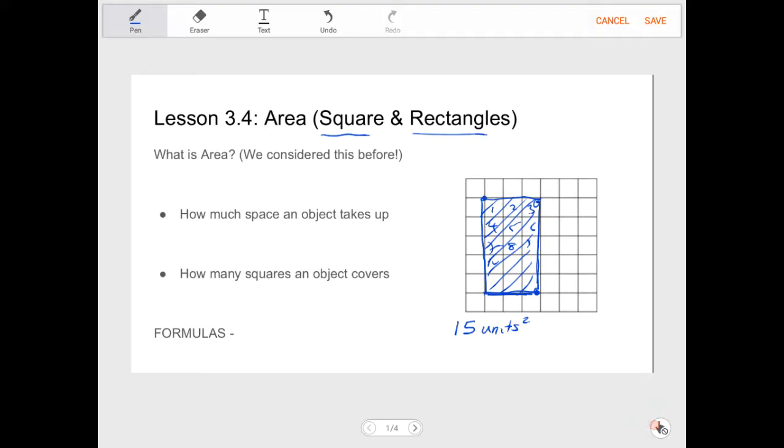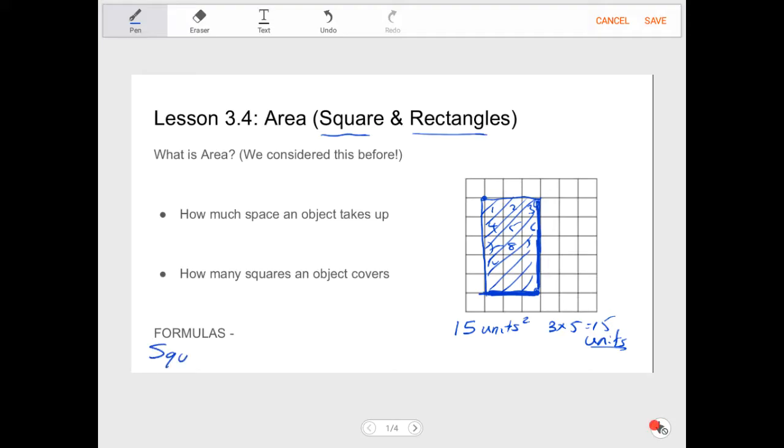Now, another way you could do this, of course, is the multiplication method. And that's the preferred one that we want to use. Obviously, in this case, one dimension is 3 units long, and another dimension is 5 units long. And of course, that's going to give you 3 times 5, which is also 15 units squared. So basically, everyone, this is nothing new, nothing significant. We're going to move through this pretty quick. I will just show you down here the formula.